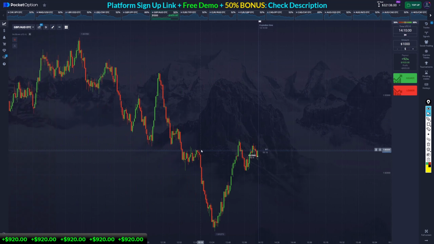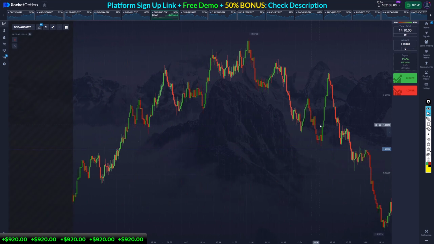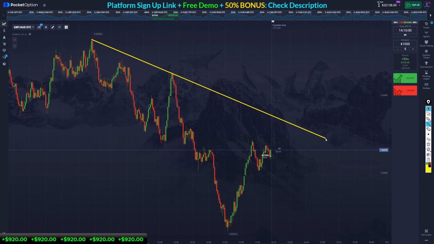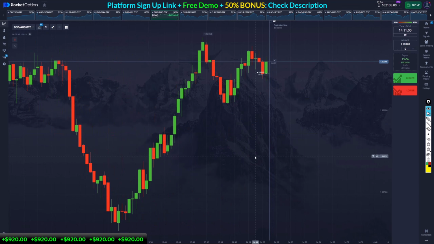It's also with the trend, right? Minor trend is uptrend. Major trend, I would say major trend is kind of downtrend, but the market's movement is to the upside right now.